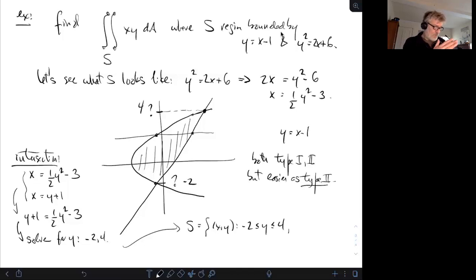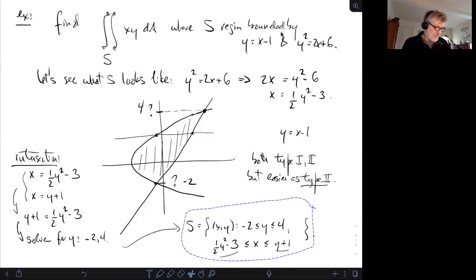Okay, and for a fixed y, right, what are the values of x? Look at the horizontal line. The left part is on the parabola, right? It should be expressed as a function of y. So this is 1/2 y squared minus 3. And on the right-hand side, you're on the line, which is y plus 1. Okay, so this is your h1 and your h2 functions. Okay, so this is the description of S as a type 2 region.